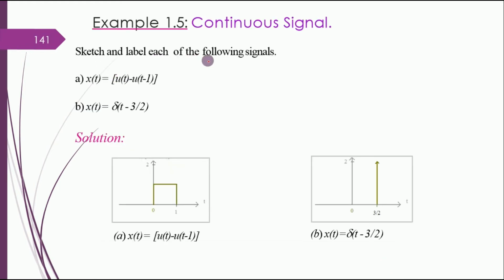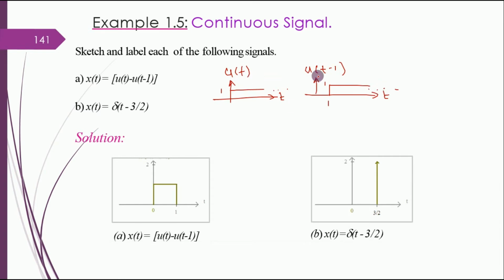So here, sketch and label each of the following signals. x of t is equal to u of t minus u of t minus 1. What is u of t? u of t is the unit step. It is unit step, right? What is u of t minus 1? u of t minus 1 is the shifted version. It is a step shifted at 1.